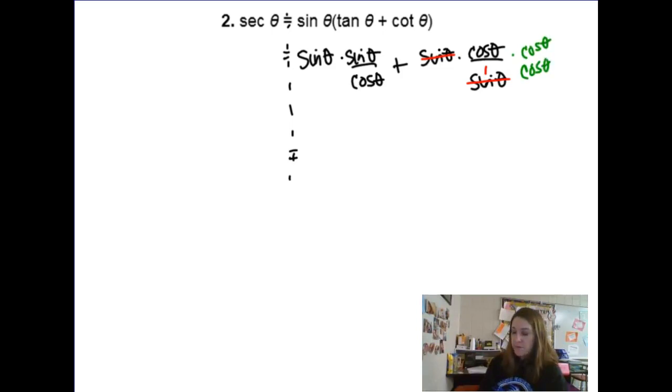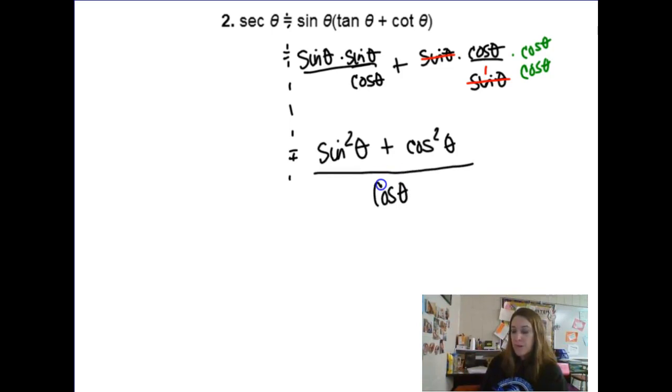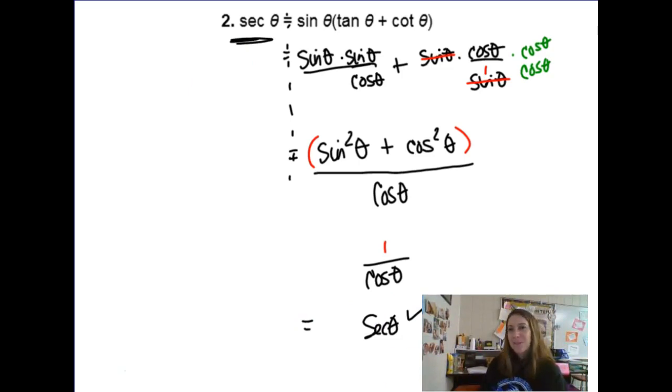a denominator of cosine. So up here, this fraction becomes sine times sine, which is sine squared, plus cosine times cosine, which is cosine squared. And now I have a common denominator of cosine. And then my favorite Pythagorean identity, sine squared plus cosine squared, is really a 1. So I have 1 over cosine, which is secant. Check. Remember, that's what we wanted, secant.